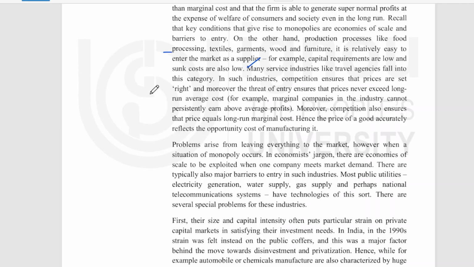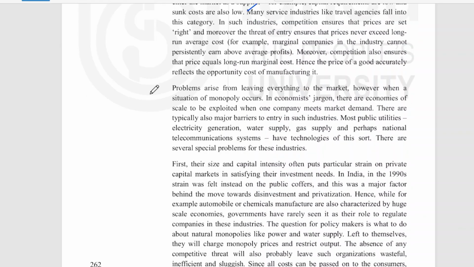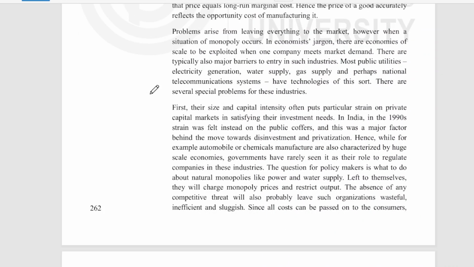In such industries, competition ensures that prices are set right, and moreover the threat of entry ensures that price never exceeds long run average cost. The competition also ensures that the price equals long run marginal cost. Hence, the price of a good accurately reflects the opportunity cost of manufacturing it. And problems arise from leaving everything to the market.